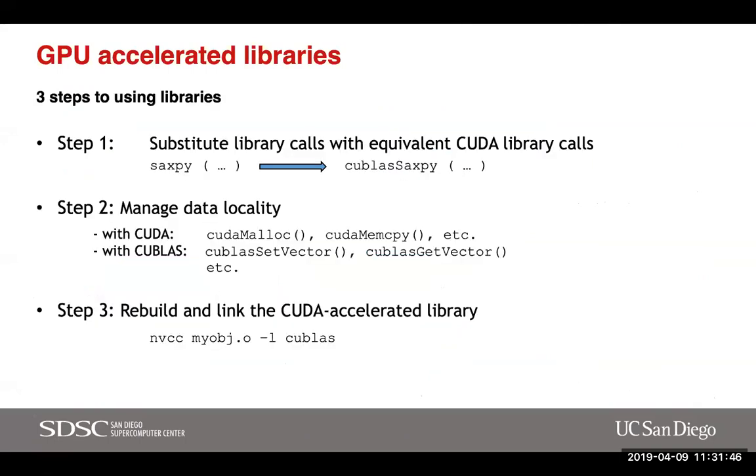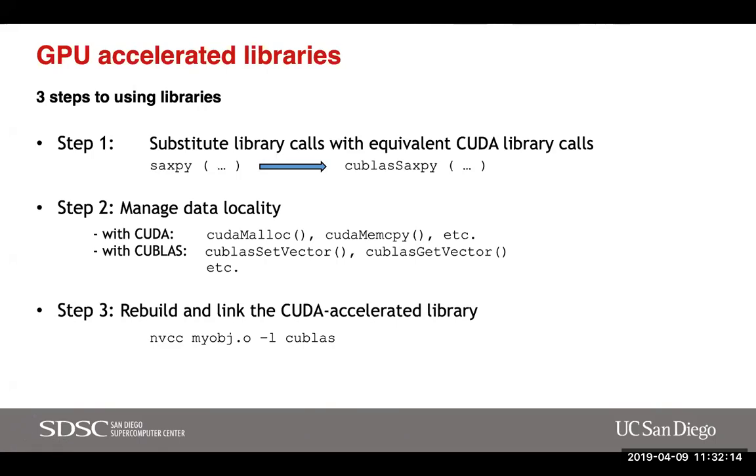So here's an example. How to use libraries? There's basically 3 steps, right? So imagine you have a function call here, step 1, that is a function called saxpy. That's a single precision a times x plus y. That's a so-called BLAS function, linear algebra function. And you just would replace that with a function call to cuBLAS saxpy, okay?